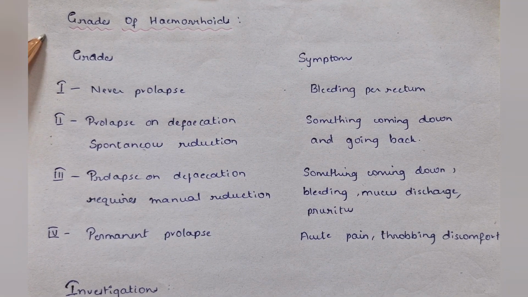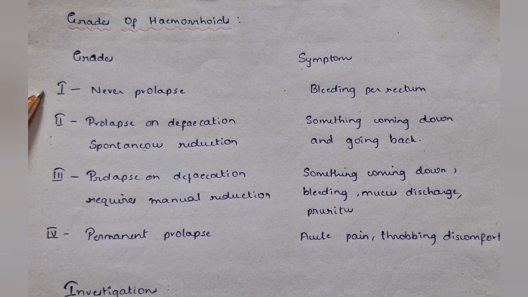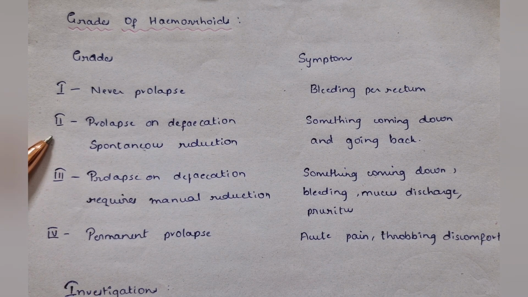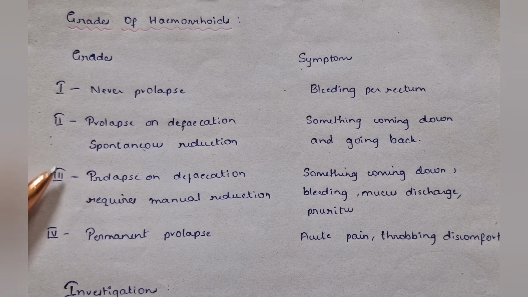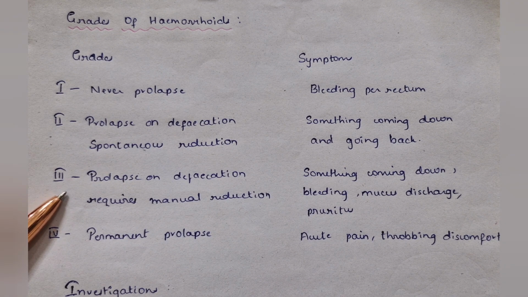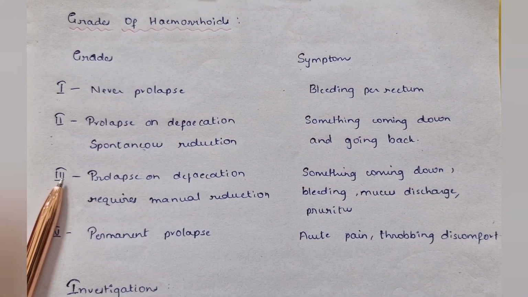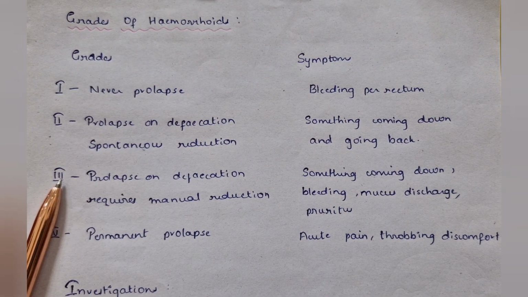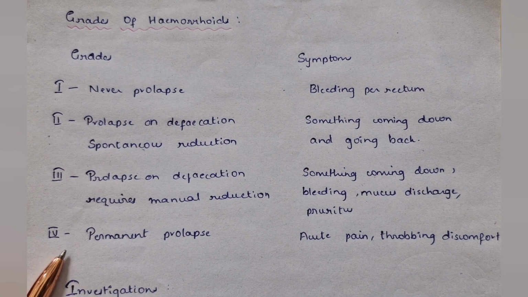Grades of hemorrhoids. Grade 1, never prolapses, symptom bleeding per rectum. Grade 2, prolapse on defecation, spontaneous reduction, symptoms something coming down and going back. Grade 3, prolapse on defecation requires manual reduction. Symptoms, something coming down, bleeding, mucus discharge and pruritus. Grade 4, permanent prolapse. Symptoms, acute pain and throbbing discomfort.